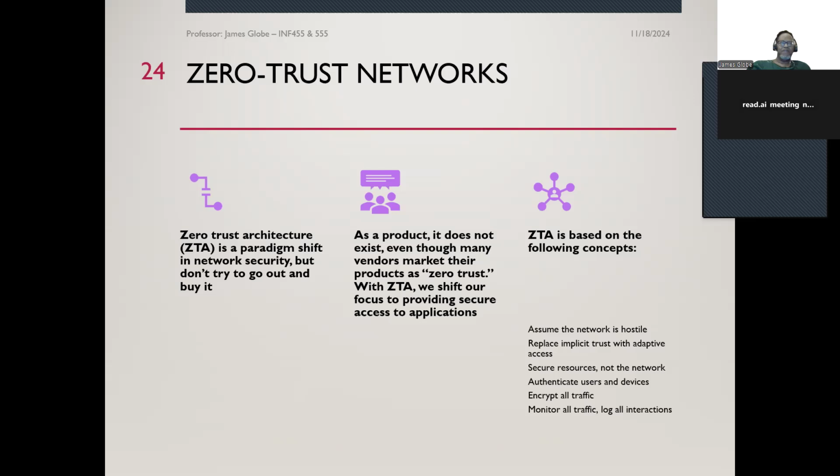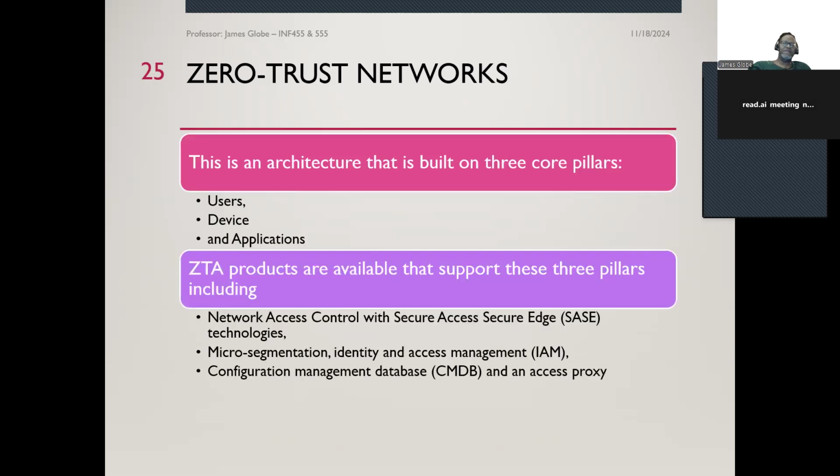So if they're logging in from their house or from Starbucks or Panera, doesn't matter. Consider the network their own hostile. Replace implicit trust with adaptive trust. Secure resources, not the network. Authenticate users and devices. Encrypt all traffic. Monitor all traffic. Log all interactions.